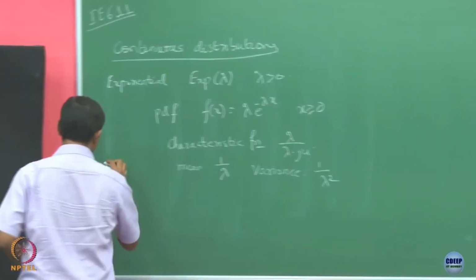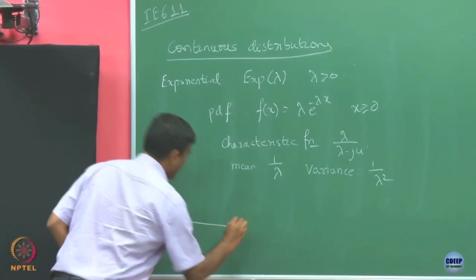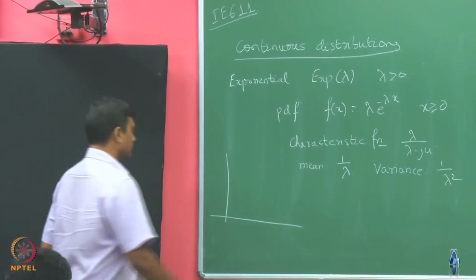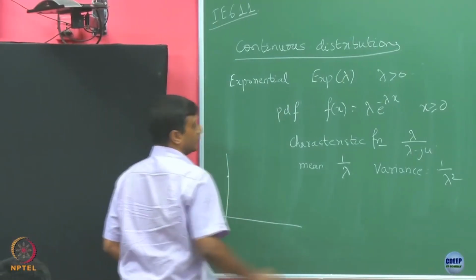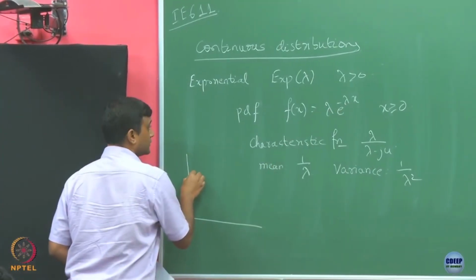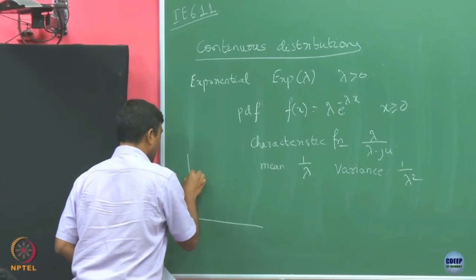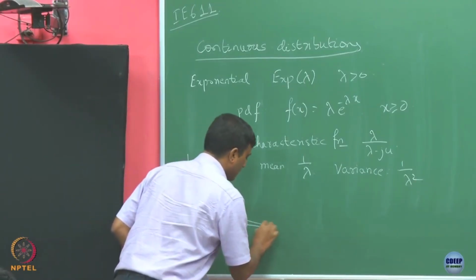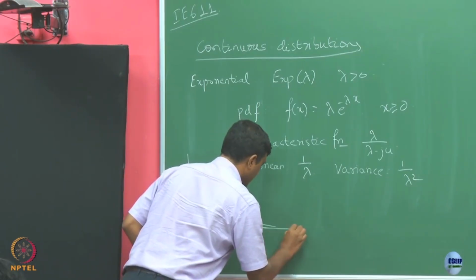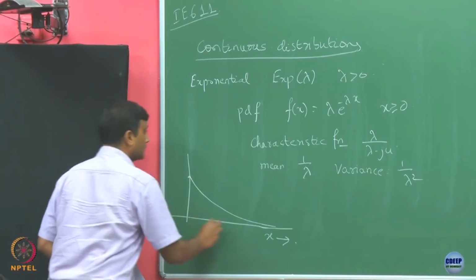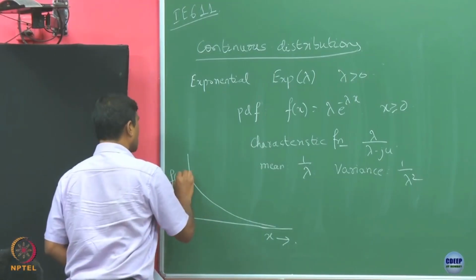So this distribution is going to look like this: if you give me lambda, it is going to start at x equals 0, simply somewhere starting from lambda, and it is going to go to 0 as x increases. This is my f of x.